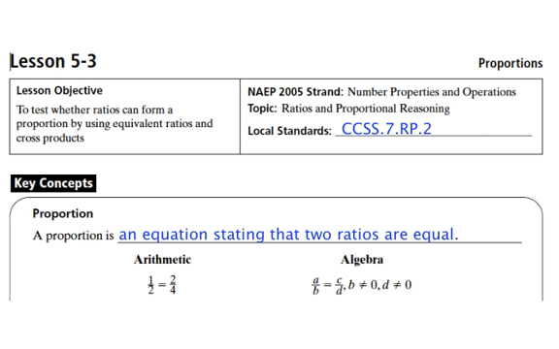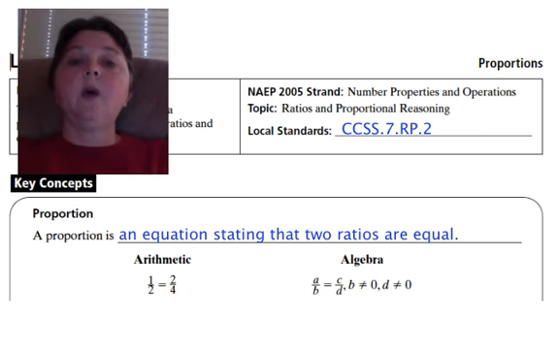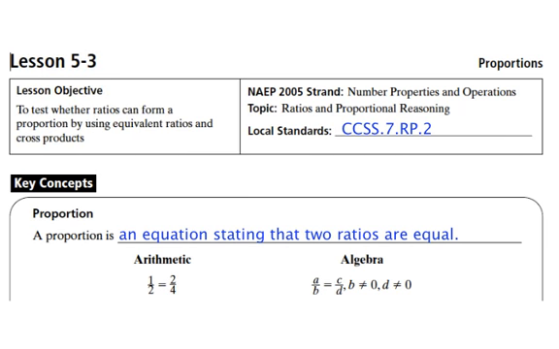A proportion is an equation stating that two ratios are equal. We have an arithmetic example of 1/2 is equal to 2/4. Those are proportions because they are ratios that are equal. If A over B equals C over D, that's an algebraic example of a proportion. We're going to use cross products, just like we did with comparing fractions, to determine if two ratios are equal. Pause the video if you need more time to copy down the notes.